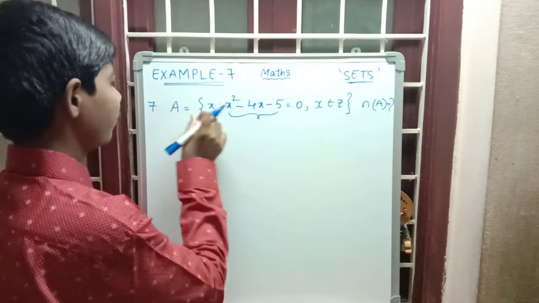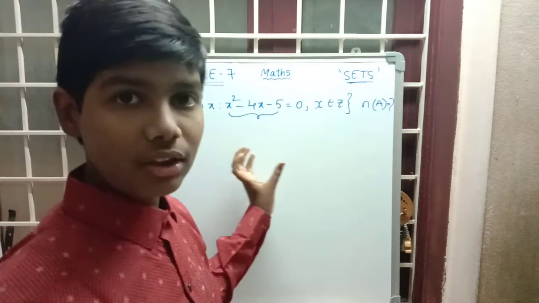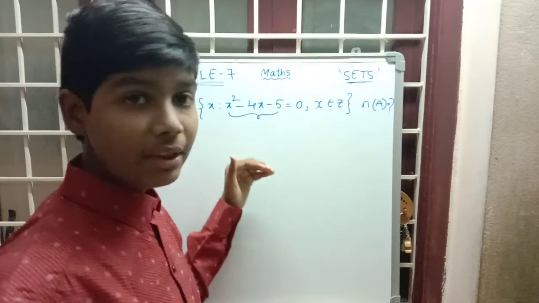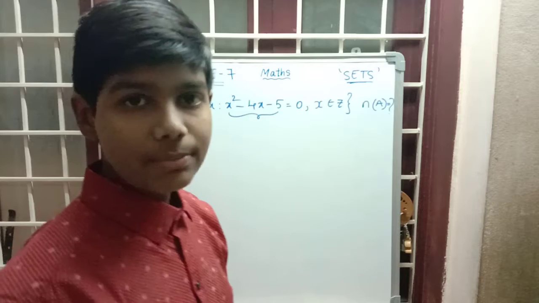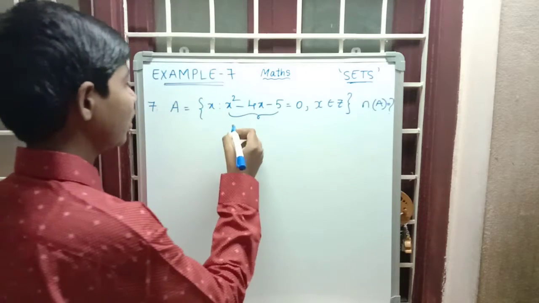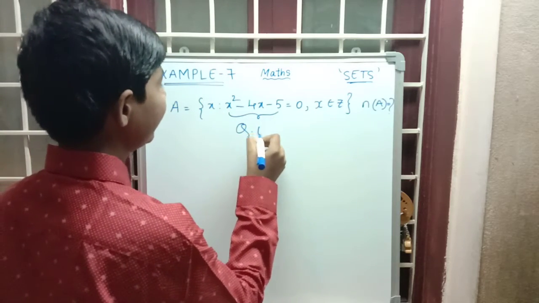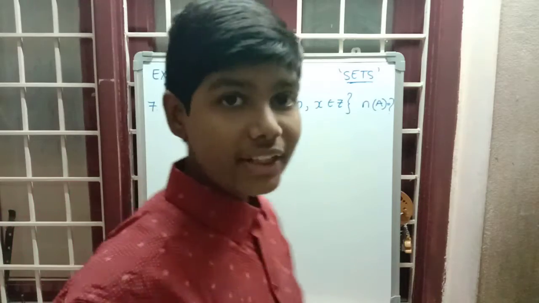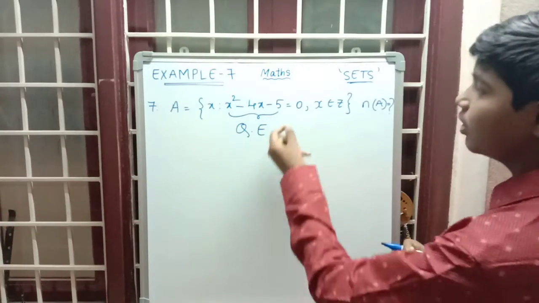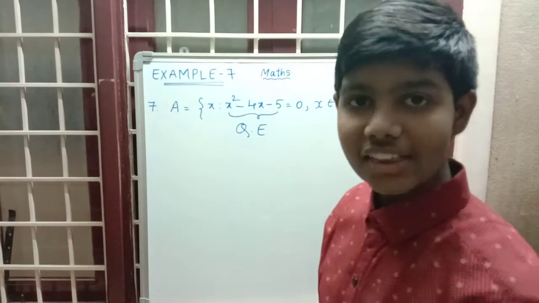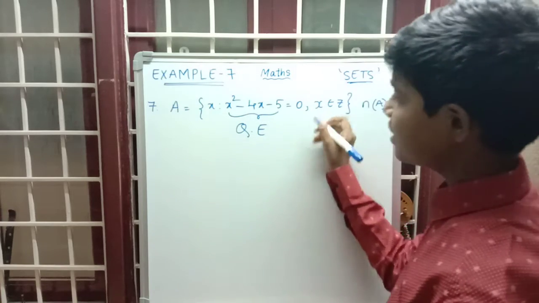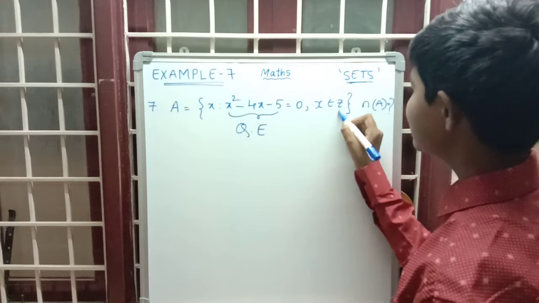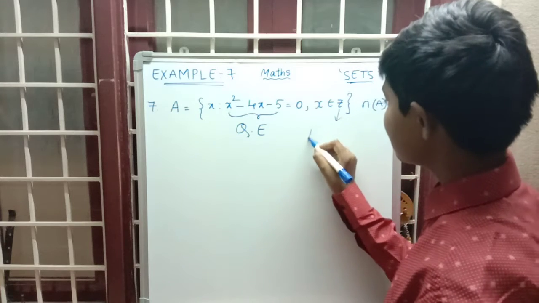This is the main point: how we have to convert this set builder form into roster form with the help of x square minus 4x minus 5. What is this actually? This is a quadratic equation. It is an equation because equals 0 is there. That is why it is a quadratic equation. And here x is a variable that belongs to Z. Z is integers.